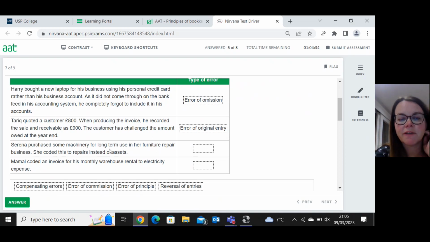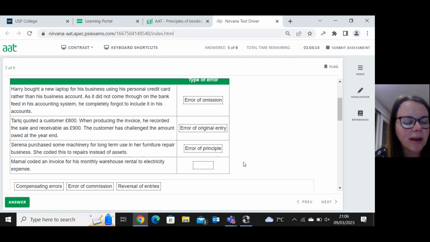Serena purchased some machinery for long-term use in her furniture repair business. She coded this to repairs, which is an expense, instead of to assets. So that will be an error of principle. It's in the wrong account and it's in the wrong category.